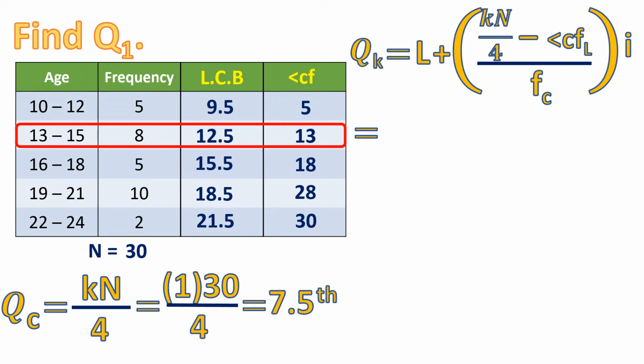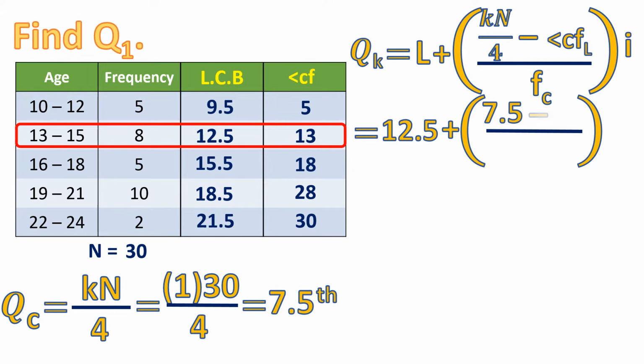So let's continue. This is equal to the lower class boundary 12.5 plus the kn over 4, which is the quartile class, that is 7.5, minus the lower less than CF. The less than CF lower than 13 is 5, so we're going to put 5. So it's not the one in the quartile class, but the one that is lower than that, over the frequency of the quartile class, which is 8, times the class size 13, 14, 15. That means it's 3 numbers for every group, so times 3.